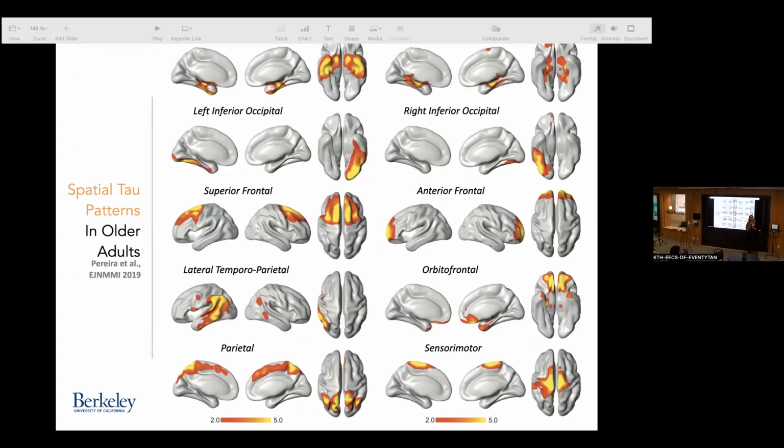So motivated by this evidence, in this study we set out to identify the spatial patterns of tau pathology in a collaboration with Berkeley University. We did this in a sample of cognitively normal older adults, some of whom had a higher risk to develop Alzheimer's disease. And much to our surprise, because tau pathology is usually observed in more advanced disease stages, using a simple ICA analysis we could already observe 10 clearly different tau patterns.